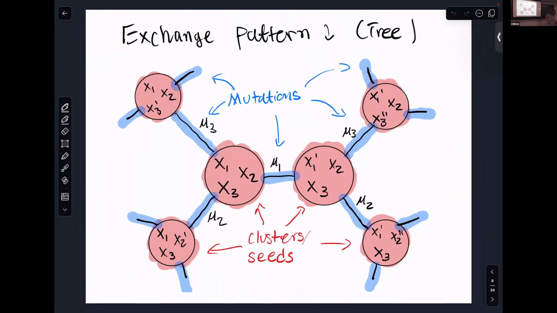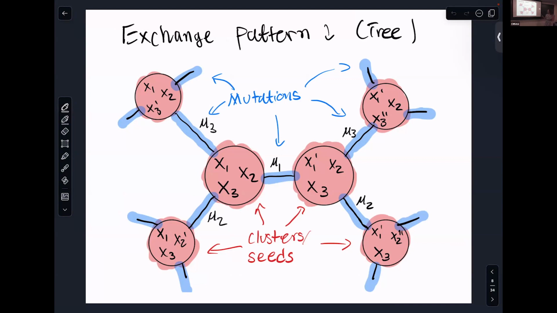A nice way to start to visualize what's going on with this is to look at this exchange pattern, and organize all this into an exchange pattern. So these red circles represent our seeds. Our initial seed is this one with x1, x2, x3. Then there are 3 different mutations we can do. We can mutate in x1, x2, or x3, and that gives us 3 new seeds, and we can keep going.